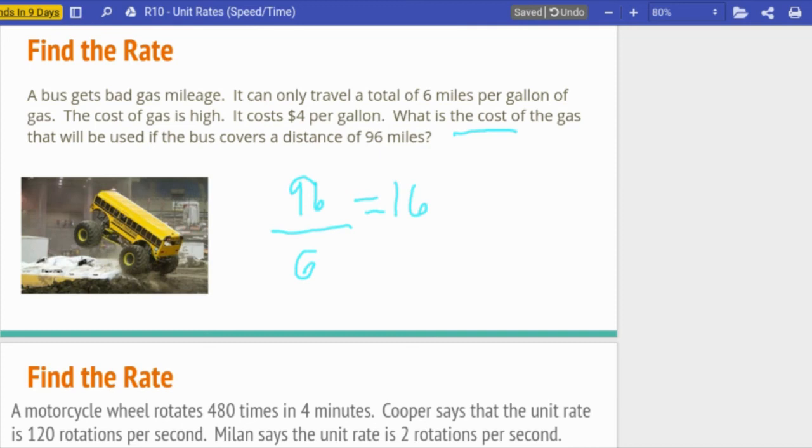And then it's $4 per gallon. So I would need to then times my 16 by 4 to figure out how much money I would pay. And 16 times 4 is $64. So it would cost me $64 to go 96 miles. That is a lot.